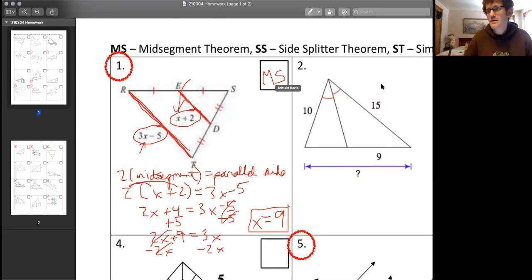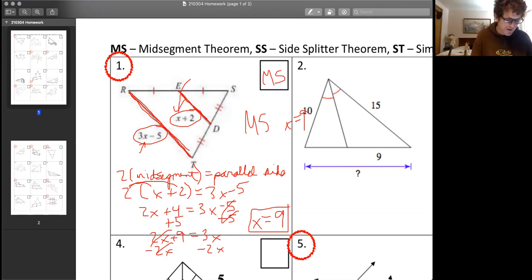Now that box is there in order to remind you that you can put in the code mid-segment or side splitter, and that is the intention behind it. I know when you submit your problems, you're just going to submit it as a Word document. So what you could say is, okay, it's MS because of mid-segment, and x equals 9. I know I won't see your work. It's up to you to be able to work through it. But that's okay, if you can just show me that in your Word document.